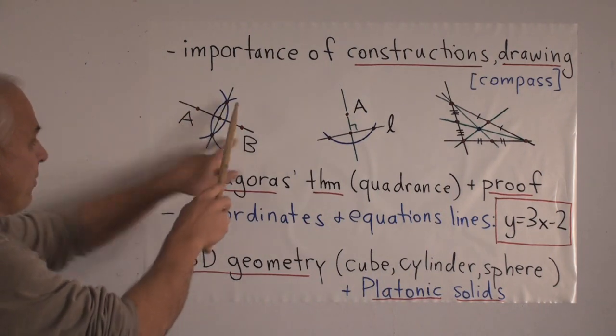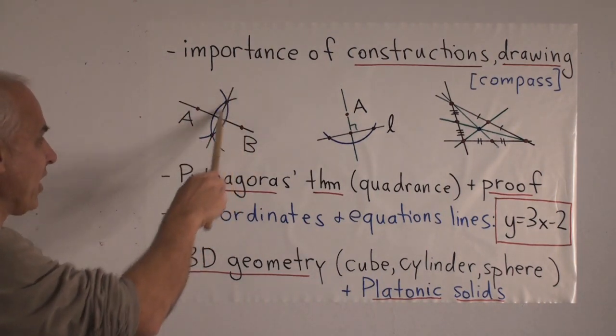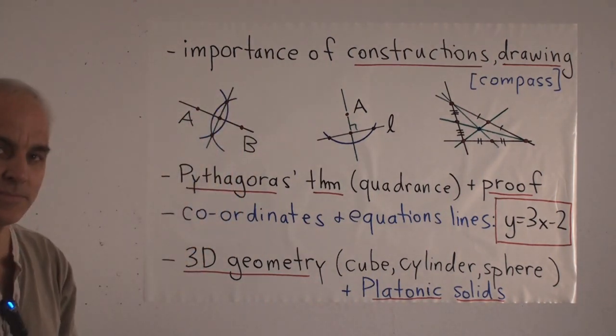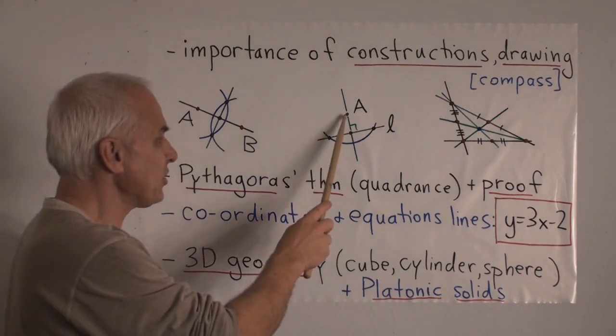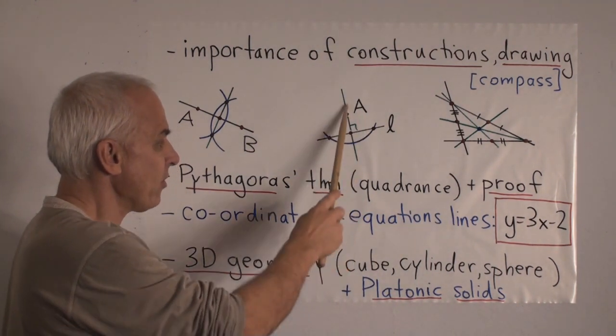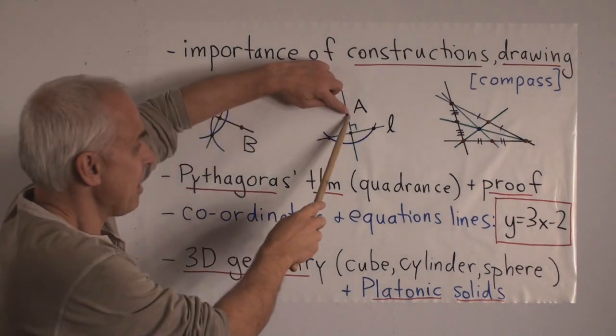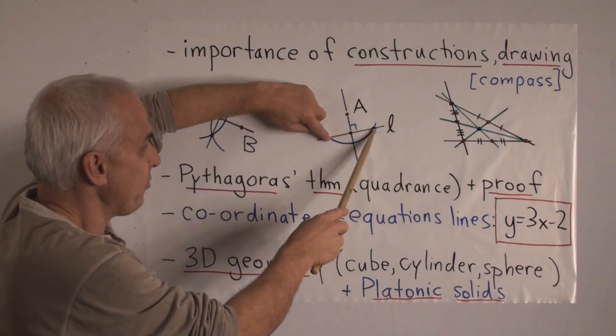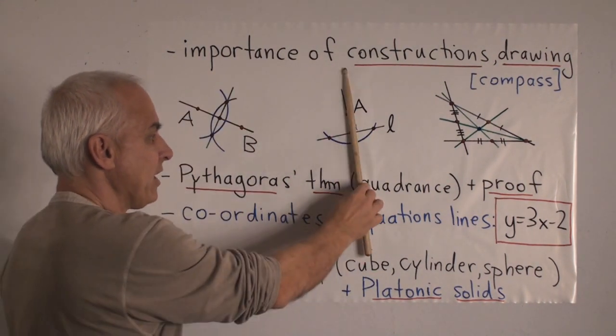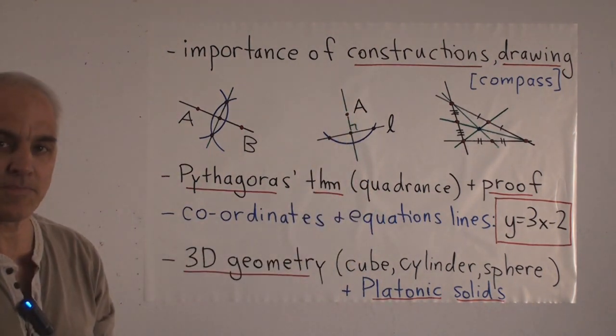We draw a circle there, draw a circle there, we see where the circles intersect, we draw a line, there's the midpoint. Similarly, finding an altitude from a point to a line, or a perpendicular. You put the compass there, make a circle, then you have 2 points, and then find the midpoint of those points. That gives you a perpendicular line.